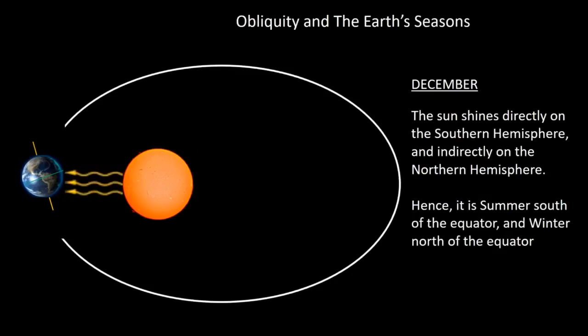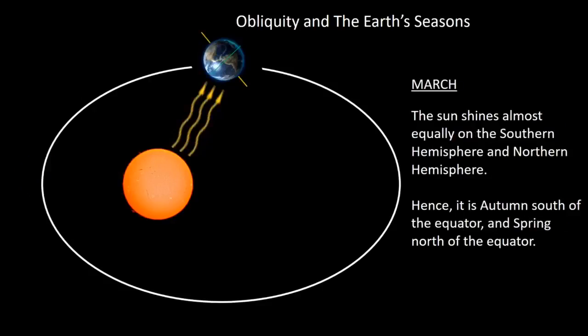In December, the Earth is almost at the perihelion. Due to the axial tilt, the northern hemisphere is tilted away from the Sun, and the southern hemisphere is tilted towards the Sun. Thus, the Sun shines directly on the southern hemisphere, but indirectly on the northern hemisphere. Hence, in December, it is summer south of the equator and winter north of the equator.